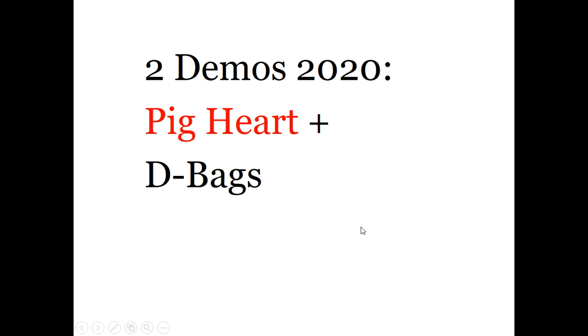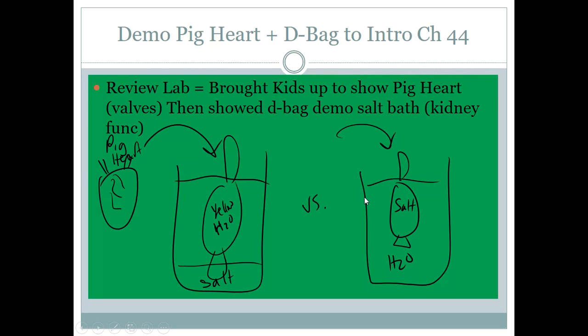Now, normally at this point, I would demo the pig heart for you, which we talked about last time, and I'd get out some Dbags. And back to Dbag lab, this is where chapter 44 comes in. I would have a Dbag full of yellow dyed water and a bunch of salt water on the outside, super salty. And I'd have a Dbag with just salt and water on the outside. In this one, the yellow water would actually push out of the Dbag because there's more salt outside, and the water would push out because water always follows salt. The bag would get smaller.